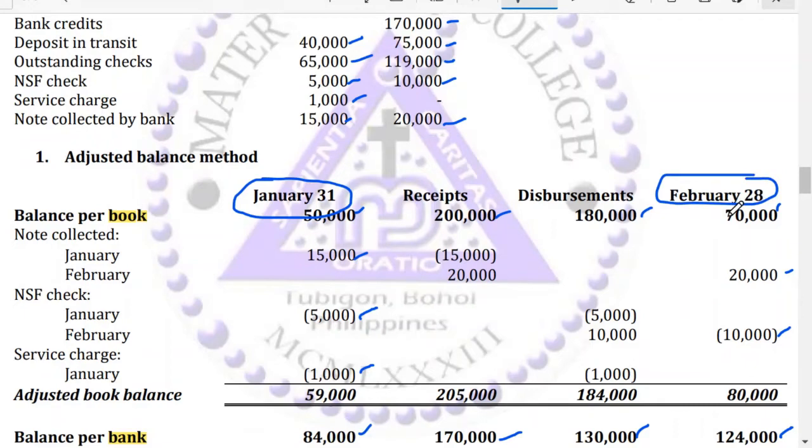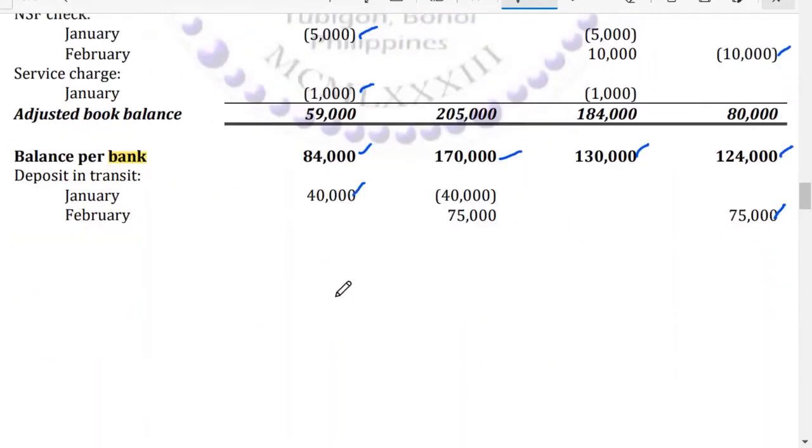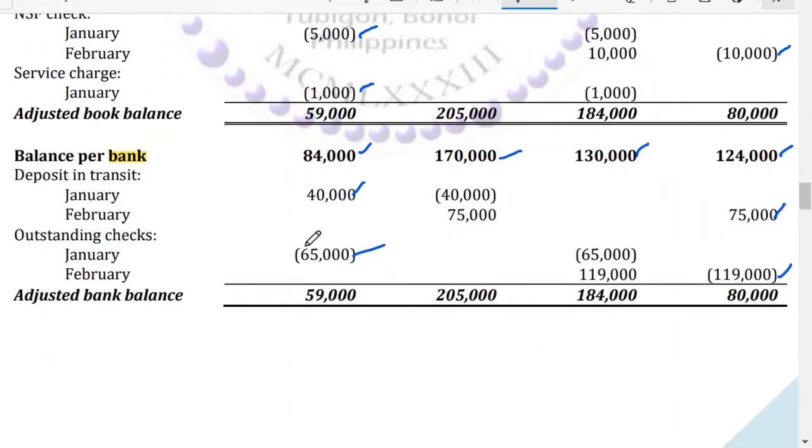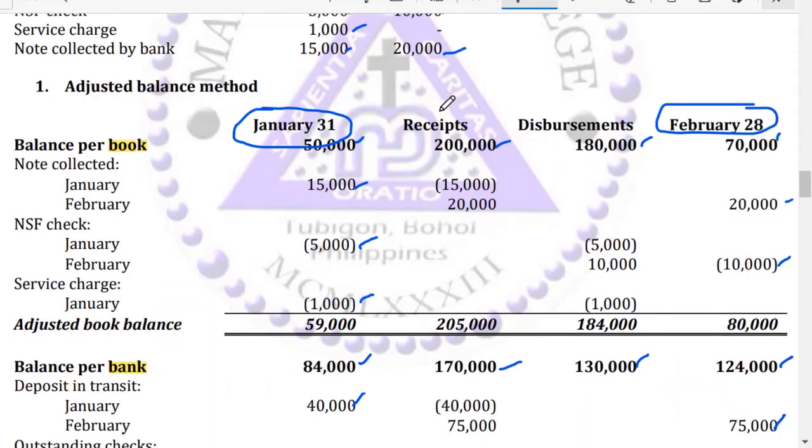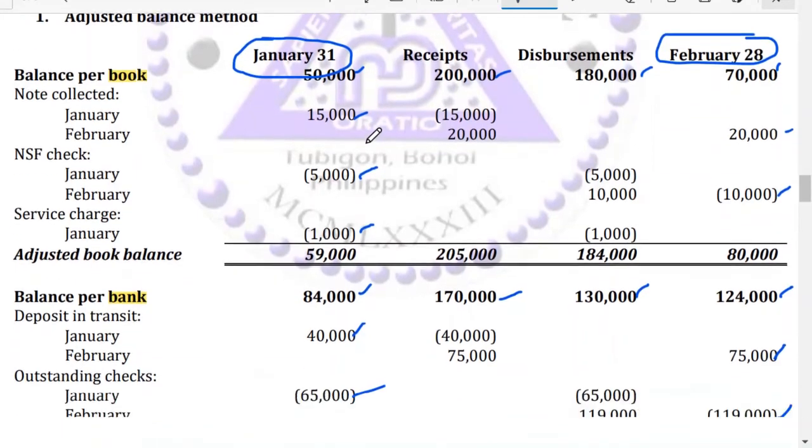That's what you do first. Next, what you follow is the proper reconciling items. If you're going to add the credit memo, you add the credit memo and deduct the debit memo. Here, you add the deposit in transit and deduct the outstanding check. You add the deposit in transit, deduct the outstanding check. So the treatment is still the same, including in the receipts and disbursements. Okay, so the next thing you're going to do is extend the amounts. Okay, so we'll start with this one.